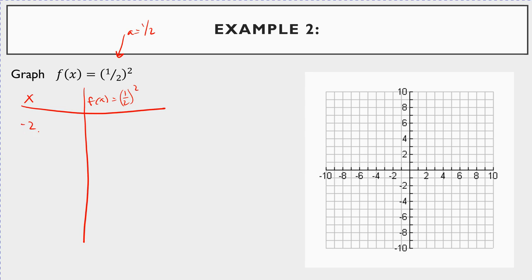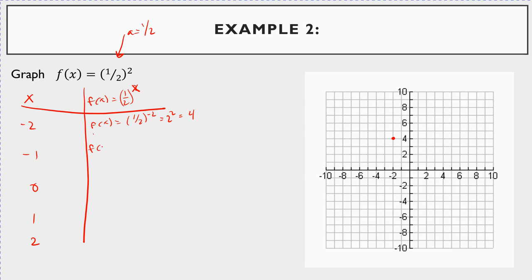So here are the values. I'm going to pick -2, -1, 0, 1, and 2. Sorry, to the x power. Okay, so f of x is equal to 1/2 to the -2. Well, negative exponent, right? What you would do to turn this positive is you would flip this fraction. So this would be 2 squared, which is 4. So my first test point is -2, 4.